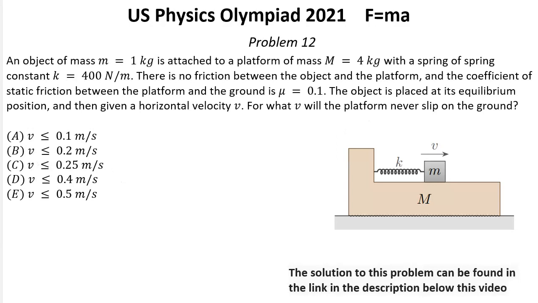Problem number 12. An object of mass small m equal 1 kg is attached to a platform of mass big M equal 4 kg with a spring of spring constant k equal 400 newtons per meter. There is no friction between the object and the platform, and the coefficient of static friction between the platform and the ground is mu equal 0.1. The object is placed at its equilibrium position and then given a horizontal velocity v. For what v will the platform never slip on the ground?